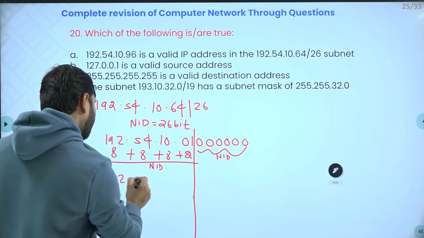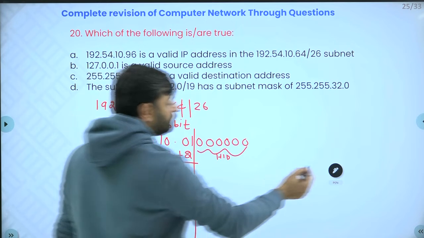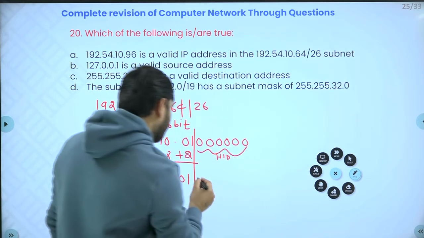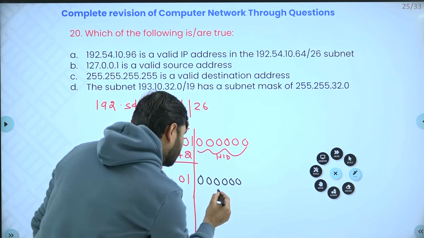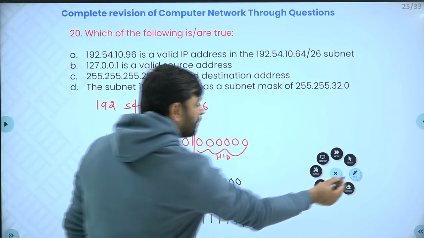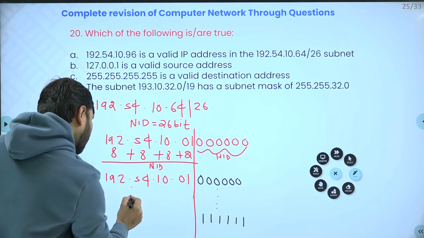Yes sir. 192.54.10.01. What is the first number of this? If I put all zeros in the host ID, 1, 2, 3, 4, 5, 6, and for the last number, if I put all ones in the host ID, 1, 2, 3, 4, 5, 6, okay. Are you getting my point or not, my dear friends?